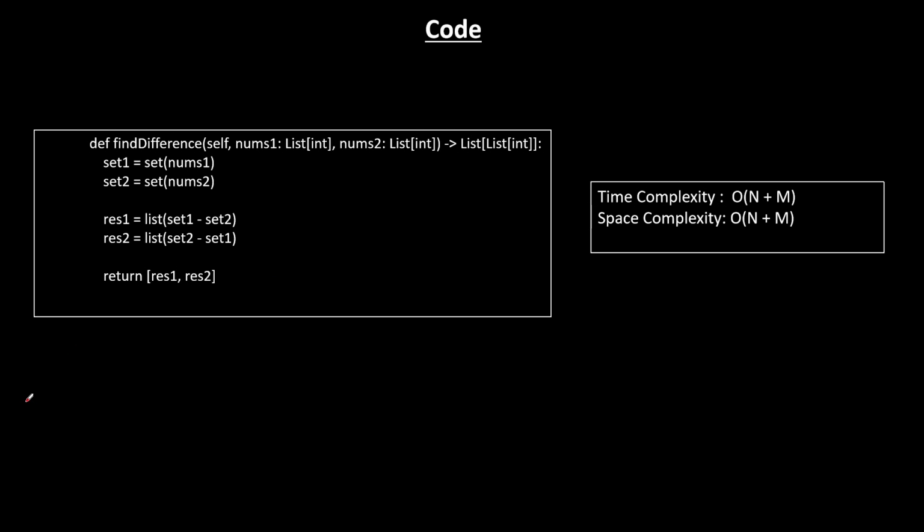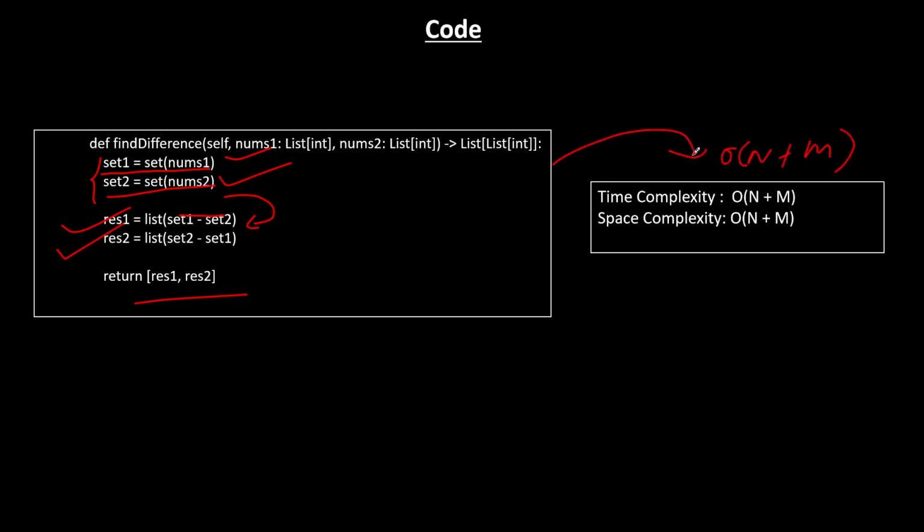The code is an exact copy of the approach we discussed. Let's understand it line by line. First, we convert nums1 into a set, done. Nums2 into a set, done, and store them in set1 and set2. Then we take the difference of both the sets, convert it into a list, and store it in result1. Similarly for result2, and we just return them in the format of a two-d list. That's all. Now the time complexity is O of n plus m.